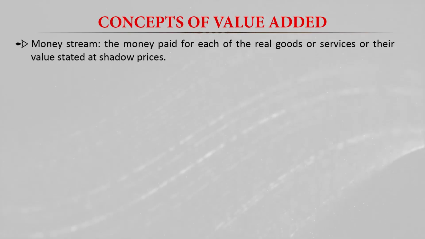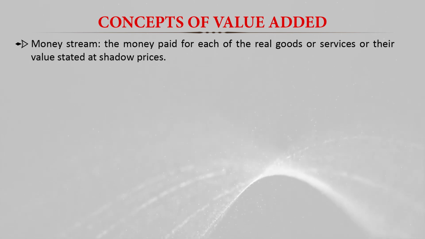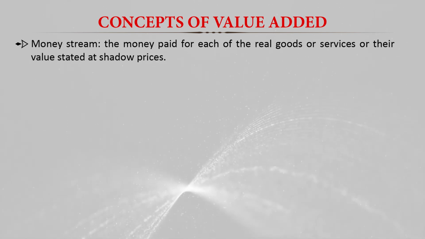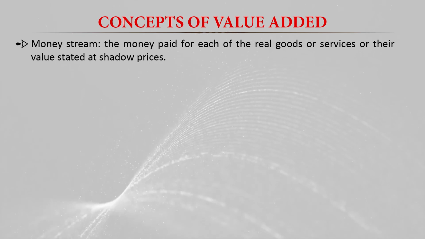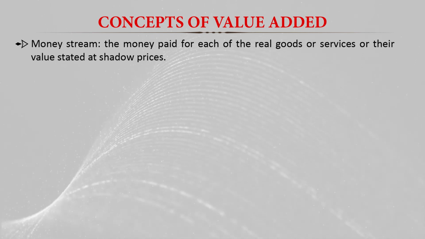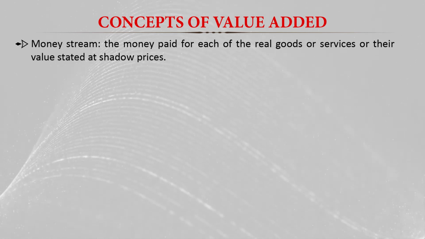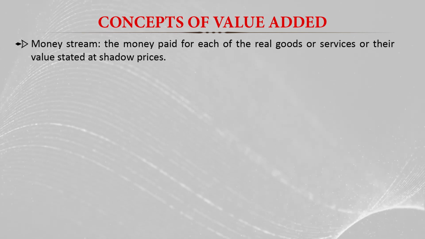So far we are discussing the real resource flow, that is the physical units. But when we convert these physical resources into the money system or monetary value, it basically becomes a money stream. So the money paid for each of the real goods and services, or their value stated at shadow prices. So when we convert the value into monetary terms by using the shadow prices, at that time we get the money stream.